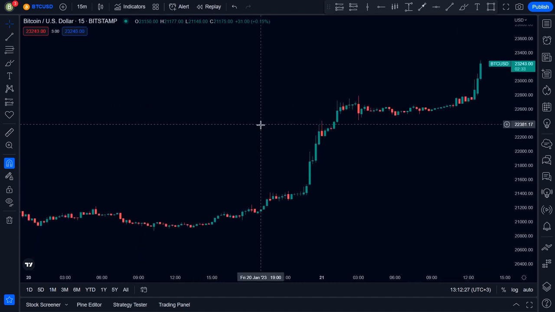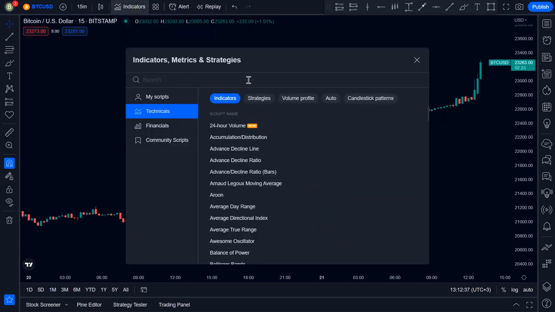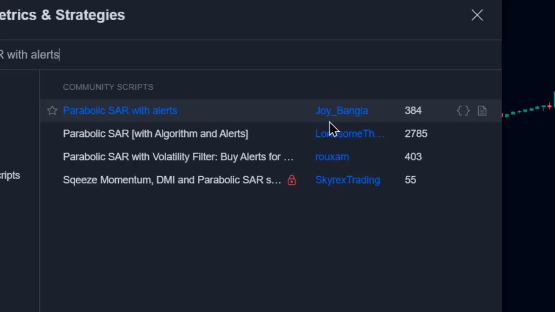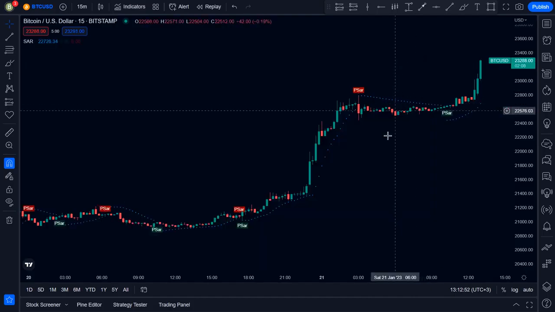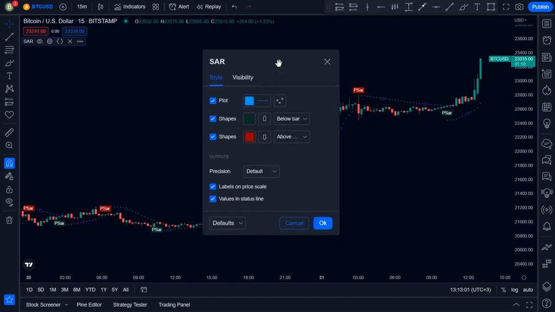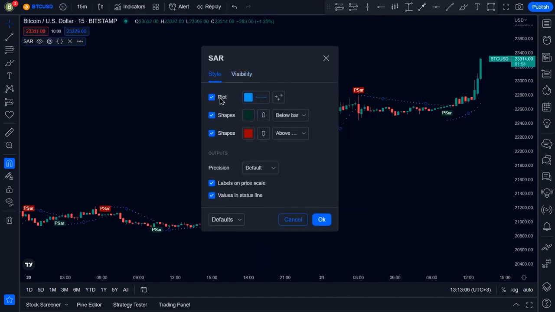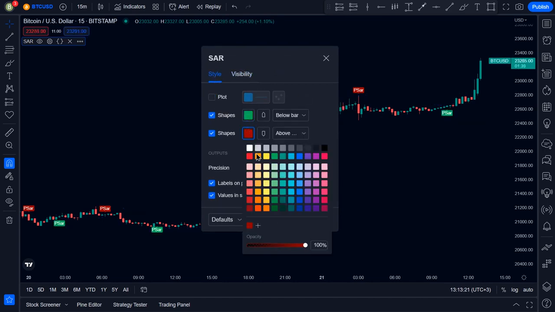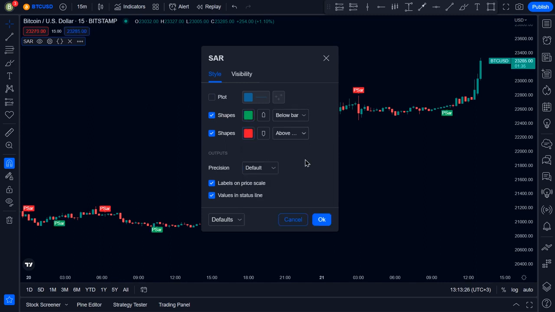For the first indicator, head over to the indicator search tab and type in Parabolic SAR with alerts. Be sure to select this one by Joy Bengla. Yeah, this guy. Then we're gonna double click on the indicator to access the settings panel. Click on the style tab and uncheck the plot option, and then change the plot's color to this primary green and this primary red. And then click OK.